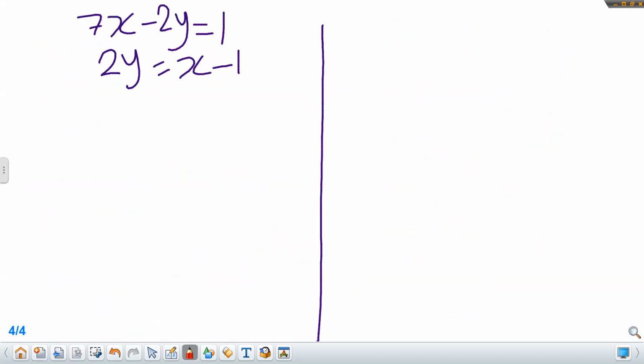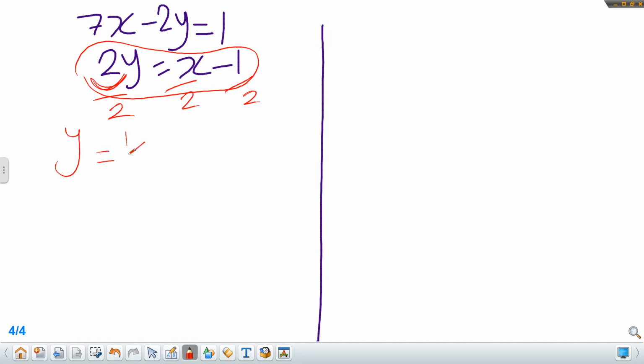Another example: 7x minus 2y equals 1 and 2y plus 3 equals x minus 1. First, select any of the two equations to put x or y individual on a side. For example, I will select the second one. But y is not individual. Here you have a coefficient of 2 for y. But it's easy by division by 2. Then y equals half x minus half.